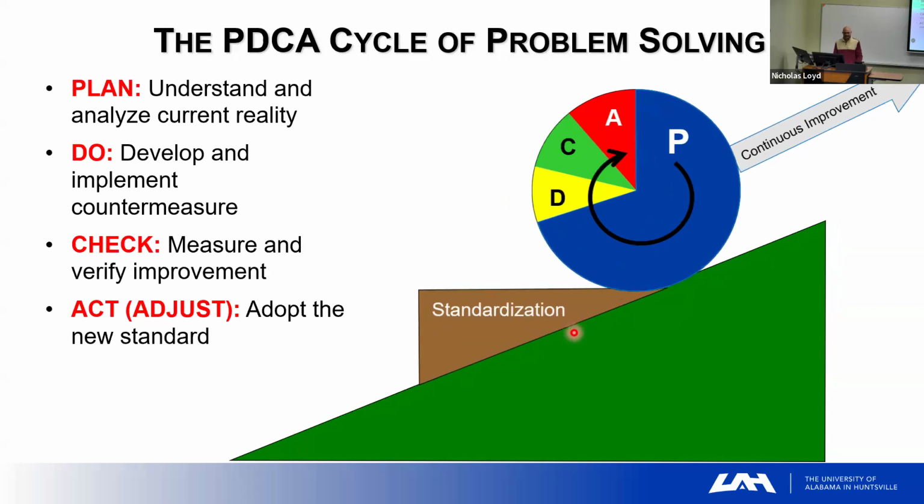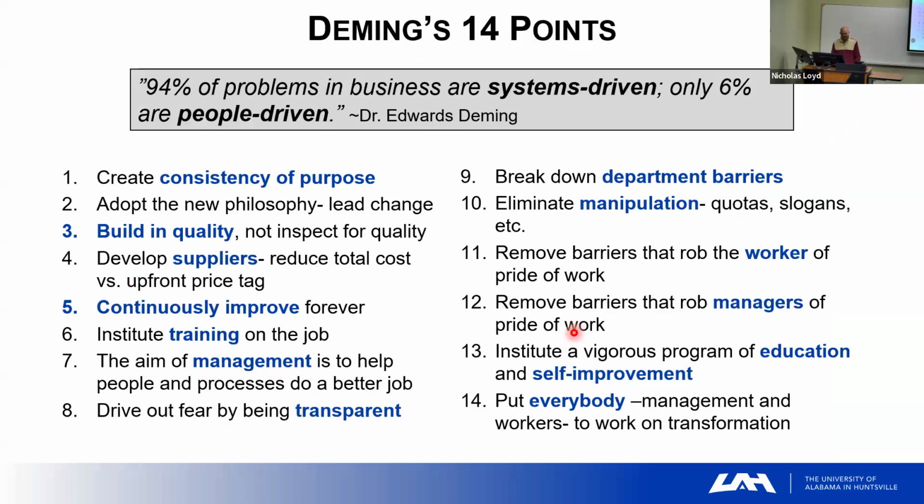So Edwards Deming was one of the ones that emphasized this approach to scientific method of problem solving. He later called it Plan, Do, Study, Act instead of Check. Toyota calls it Plan, Do, Check, Act, or the Deming cycle. So that's kind of just the way I learned it, so that's what I stuck with.